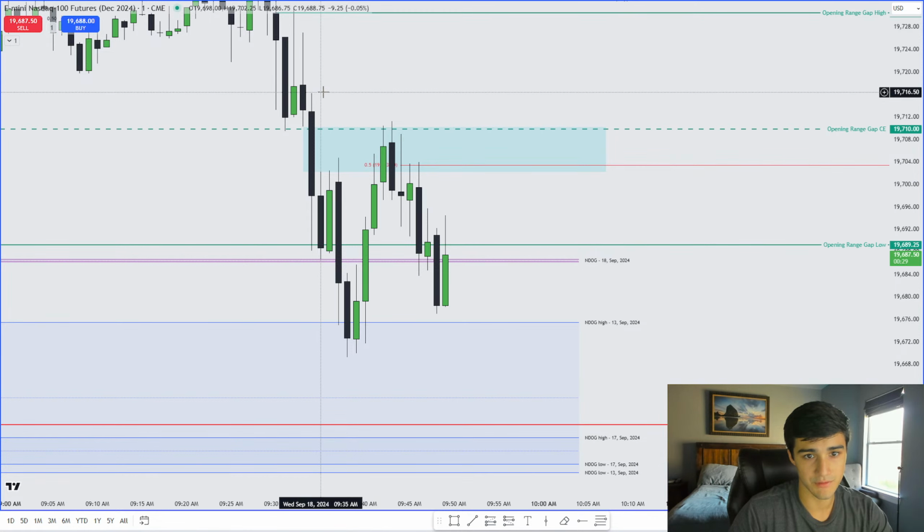Stop would have been above candle 2's high right here. Doink.